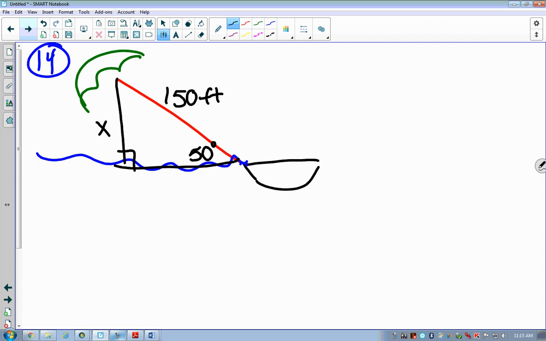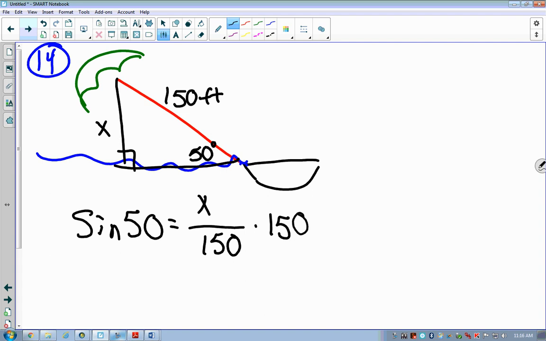What does x represent according to my angle? Opposite. What does 150 represent? The hypotenuse. Which trig function uses opposite and hypotenuse? Sine. So we have sine. What do I put after my trig function? 50 equals x over 150.